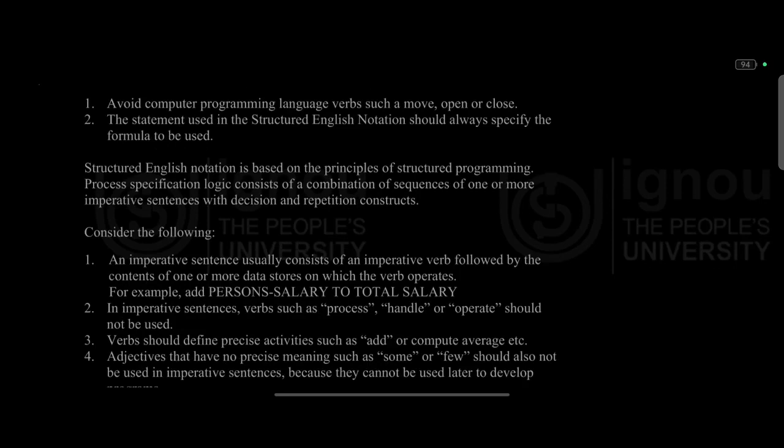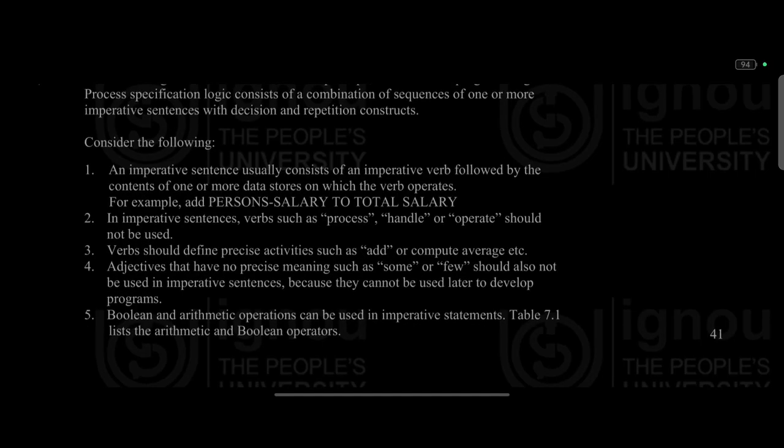Consider the following. Number 1: an imperative sentence usually consists of an imperative verb followed by the contents of one or more data stores on which the verb operates. For example, add person's salary to total salary. In imperative sentences, verbs such as process, handle, or operate should not be used. Verbs should define precise activities such as add or compute average, etc.